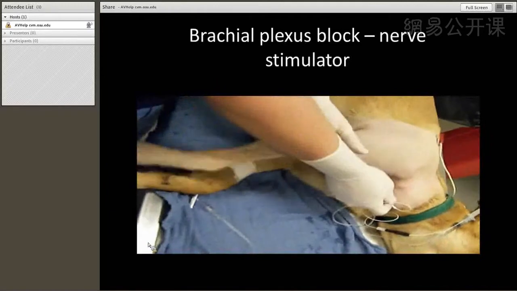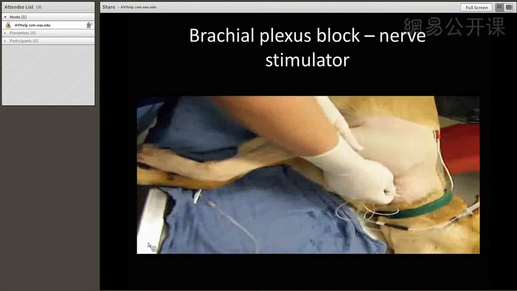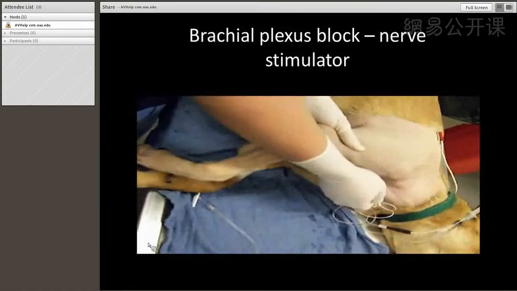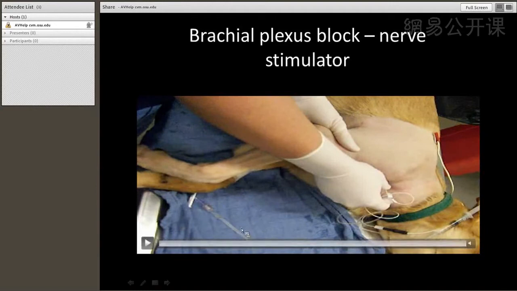So the best reaction, the best block that you're going to get is when you get that twitch at the lowest possible stimulation. It means that your needle is closest to the nerve. Make sense? So one of the things that you can't see on here, so there's a port, actually you can see it.